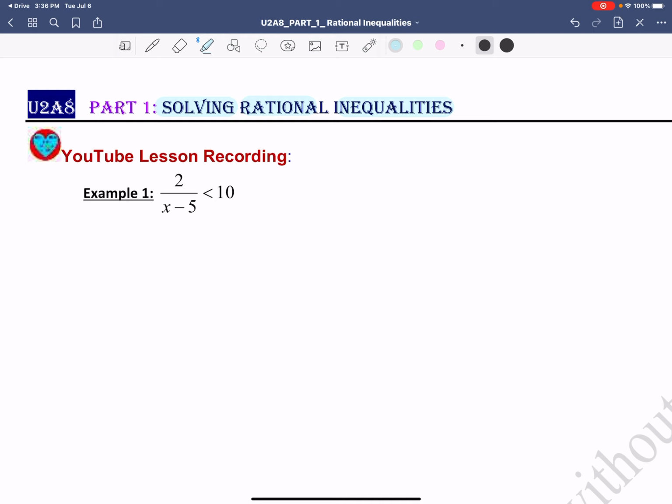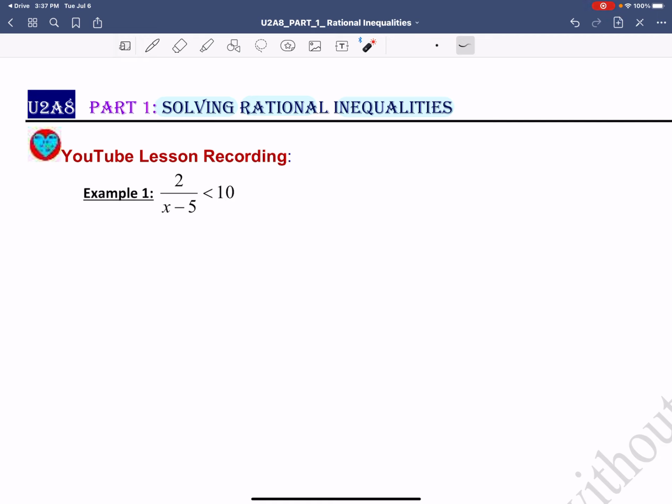Hello and welcome. In this lesson, we'll explore the process of solving rational inequalities. It's a process very similar to solving polynomial inequalities, but unlike in polynomial inequalities, here we will notice the presence of a rational expression, which will slightly change the whole process of solving rational inequalities. So let's get started with the first example.